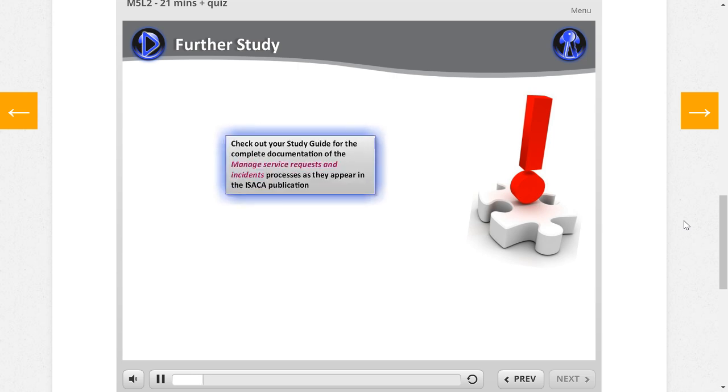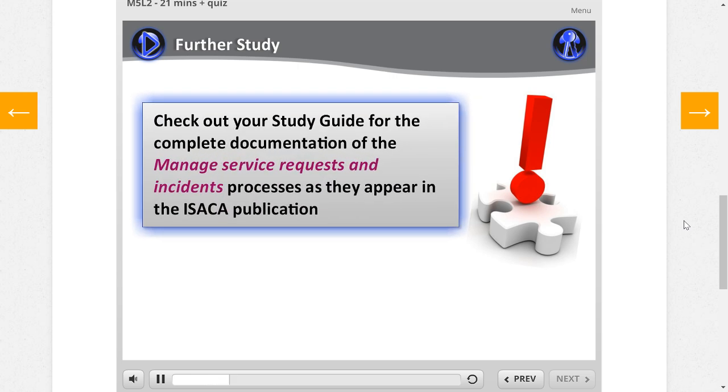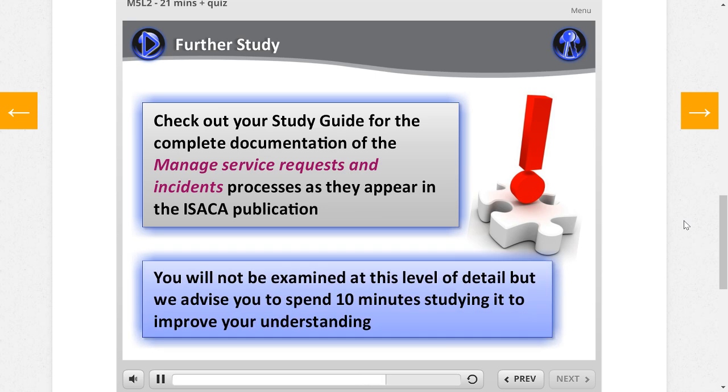Okay, that completes our examination of the Process Reference Model. We've included a copy of the complete documentation of the Managed Service Requests and Incidents process as it appears in the ISACA publication. You will not be examined at this level of detail, but we advise you to spend 10 minutes studying it to improve your understanding.